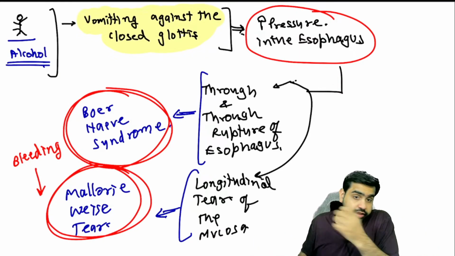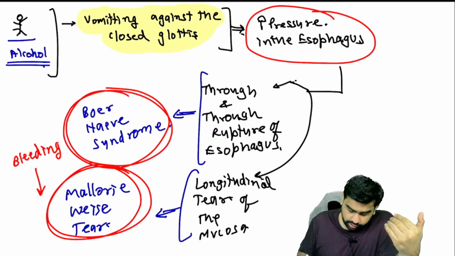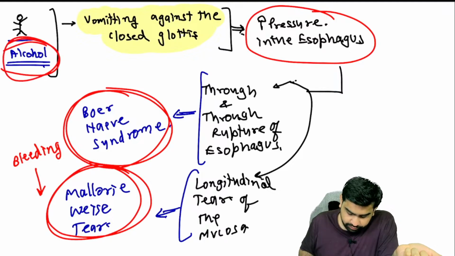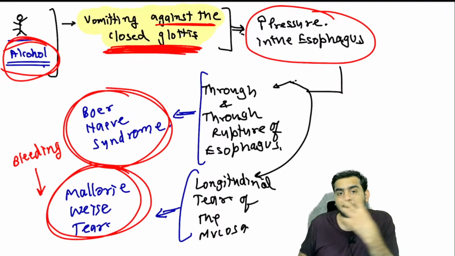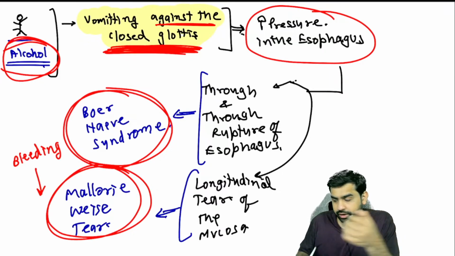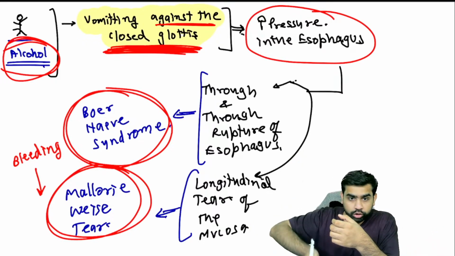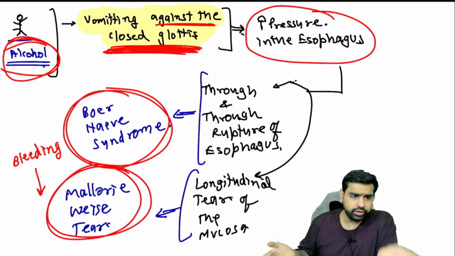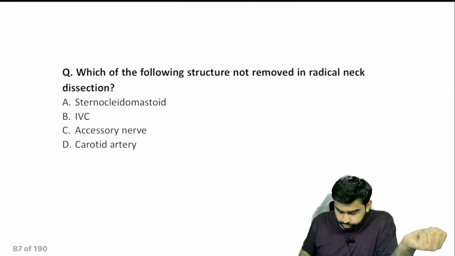I hope you are able to understand. These are very, very important, guys. This clinical scenario is very important. Alcohol is usually given, that's fine, but there's vomiting against the closed glottis. Because of the increase in pressure, if it leads to a through and through rupture of the esophagus, that is Boerhaave syndrome. If there is a longitudinal tear of the mucosa, that is a Mallory-Weiss tear.